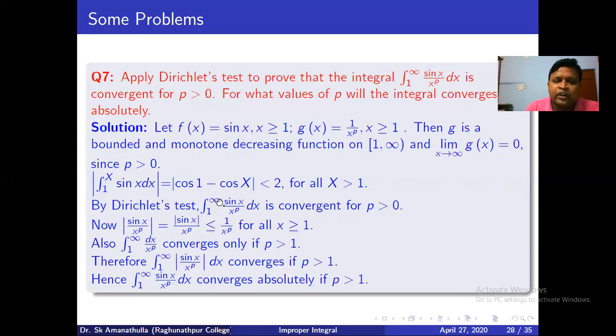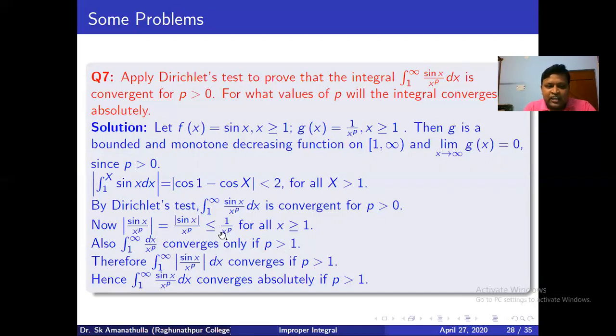So the integral from 1 to infinity of sin x by x to the power p dx is convergent when p greater than 0. And to prove absolute convergence, we have to consider the modulus of sin x by x to the power p, and it is less than or equal to 1 by x to the power p. And we know that the integral from 1 to infinity of dx by x to the power p is convergent if p greater than 1. So it is known by the useful comparison integral, dx by x to the power mu is convergent if and only if mu greater than 1. So here the integral from 1 to infinity of dx by x to the power p is convergent if p greater than 1.